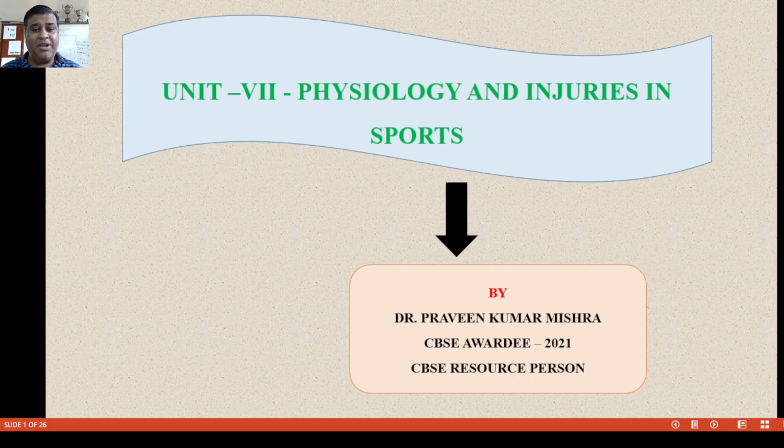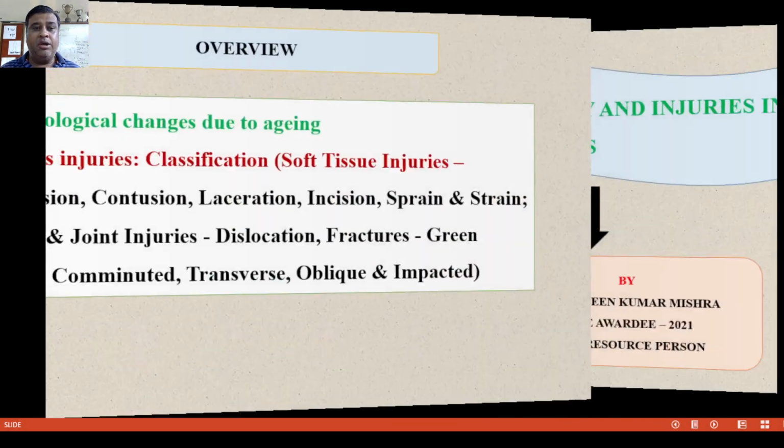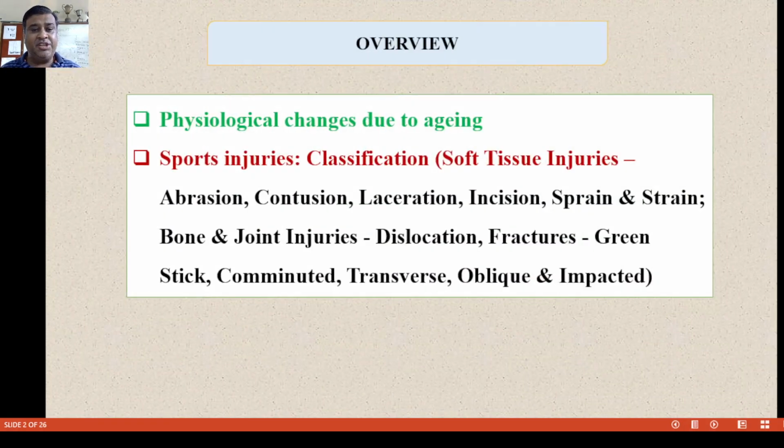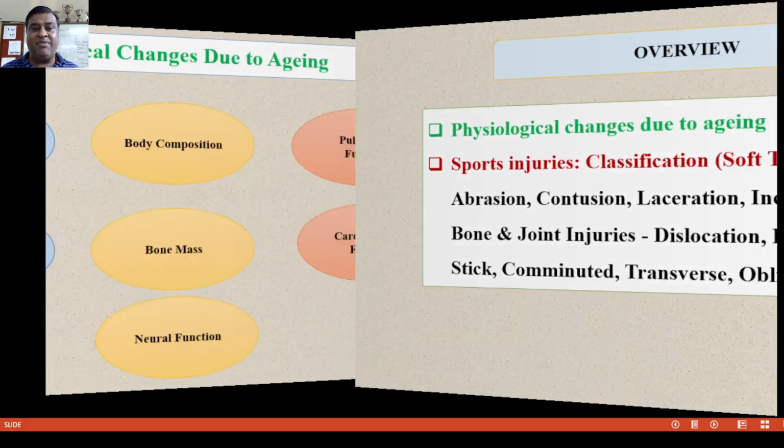Today's session topic is Unit 7, Physiology and Injuries in Sports. Under this, the overview of the session is physiological changes due to aging and sports injuries and their classification: soft tissue injuries, abrasion, contusion, laceration, incision, sprain, strain, and bone and joint injuries. Under this, dislocation, fracture, greenstick, comminuted, transverse, oblique and impact fractures. We'll discuss one by one.